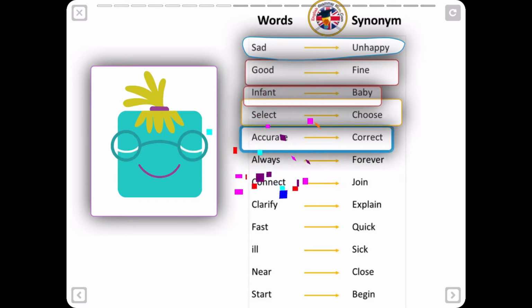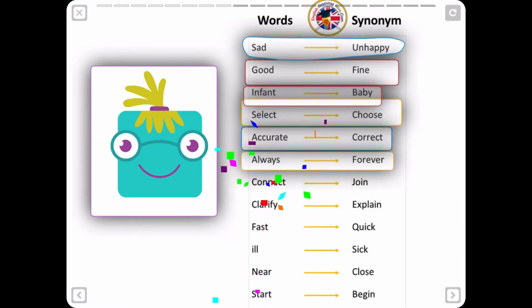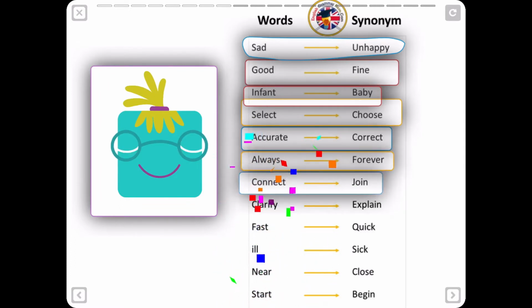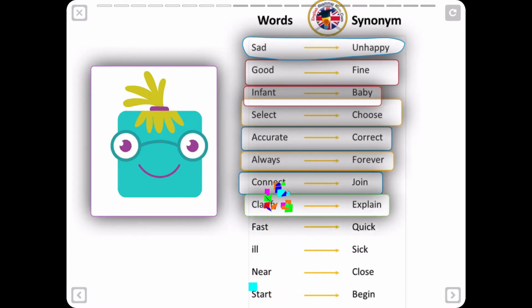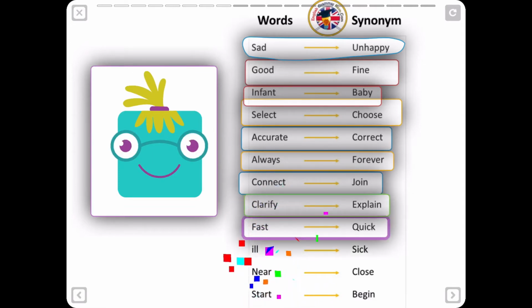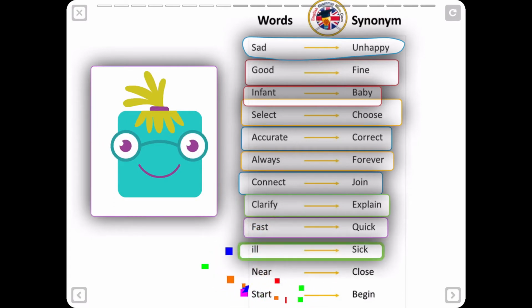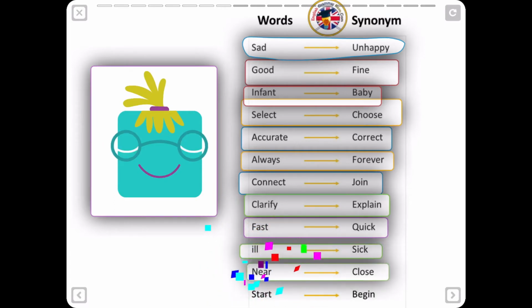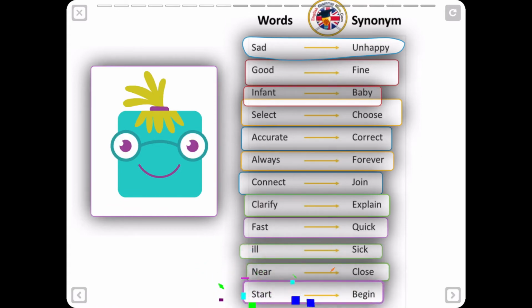Accurate, correct. Always, forever. Connect, join. Clarify, explain. Fast, quick. Sick. Near, close. Start, begin.